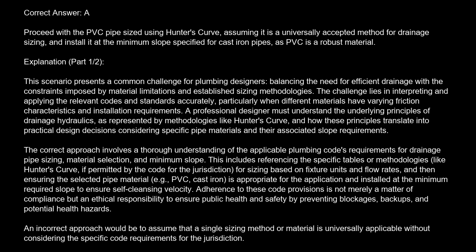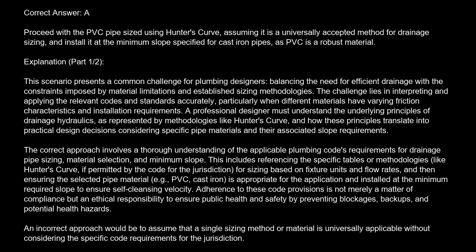The correct approach involves a thorough understanding of the applicable plumbing code's requirements for drainage pipe sizing, material selection, and minimum slope. This includes referencing the specific tables or methodologies, like Hunter's curve, if permitted by the code for the jurisdiction, for sizing based on fixture units and flow rates, and then ensuring the selected pipe material, e.g., PVC or cast iron, is appropriate for the application and installed at the minimum required slope to ensure self-cleansing velocity. Adherence to these code provisions is not merely a matter of compliance, but an ethical responsibility to ensure public health and safety by preventing blockages, backups, and potential health hazards.